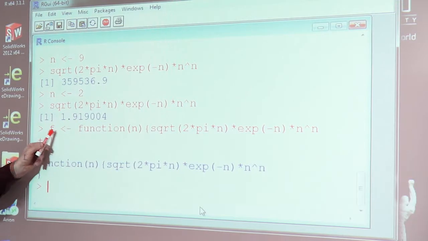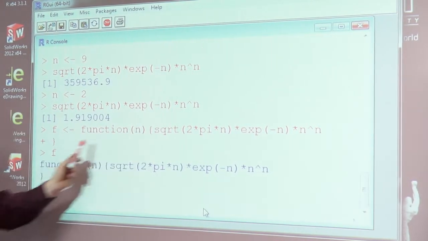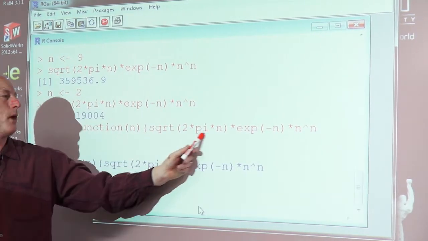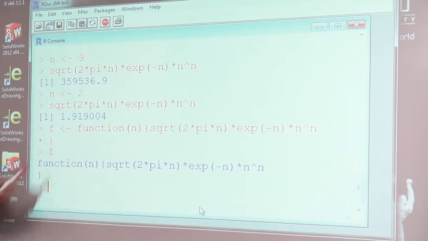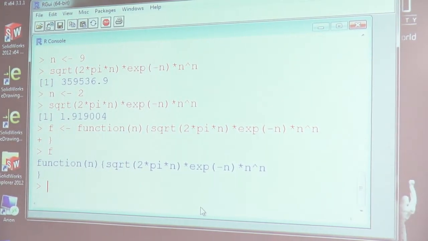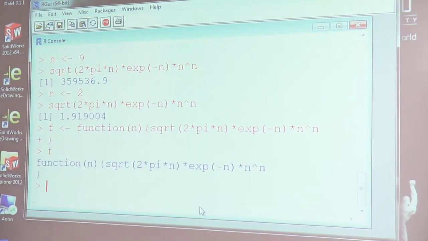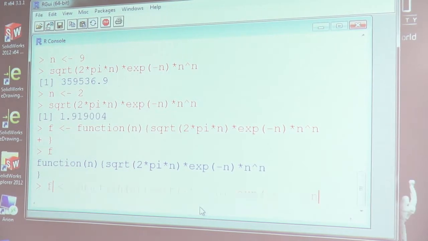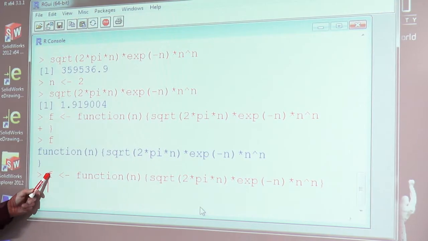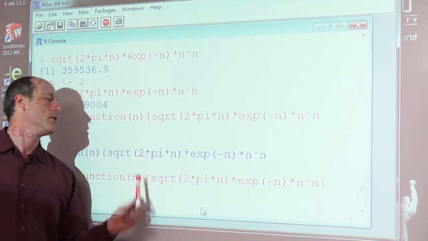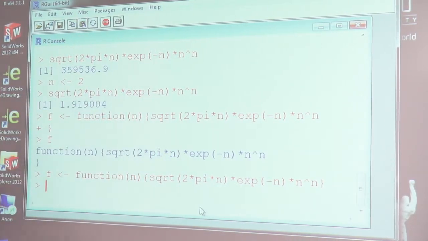You read this, f becomes a function of n, which returns the thing in the curly braces, square root of 2 pi n, e to the minus n, to the power n. So now f is not a number. Before, n was a number, but here f is a function of n which returns, effectively, Stirling's approximation. I'll just show you that again. Even now, when I type it, I say f becomes a function of n which returns the thing in the curly braces, which is the square root of 2 and so on. Even now I say it to myself under my breath.